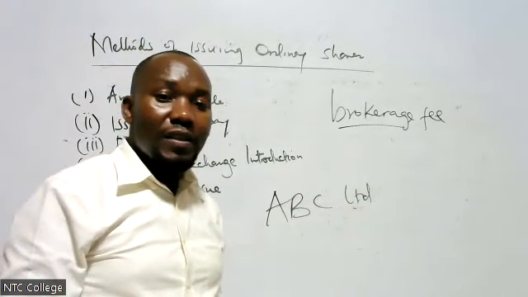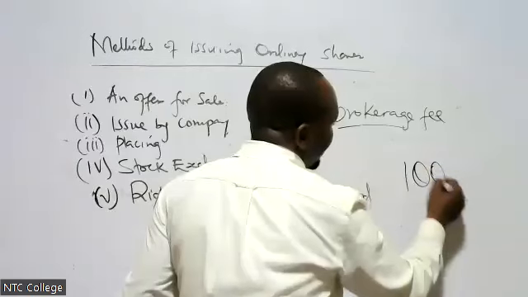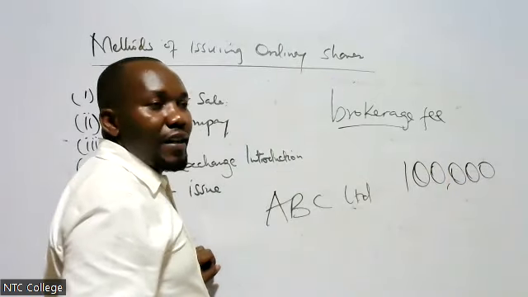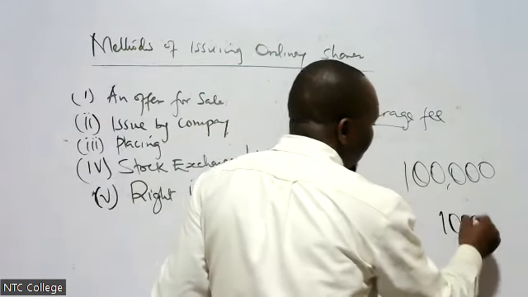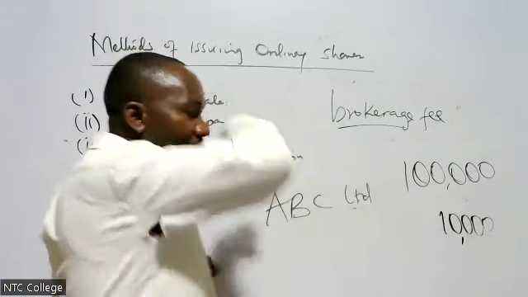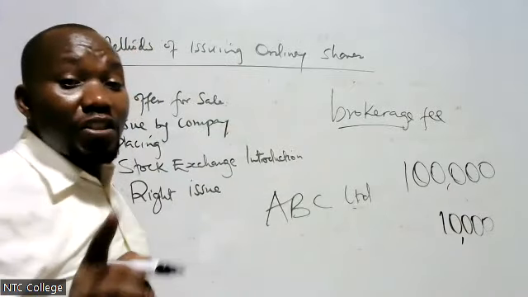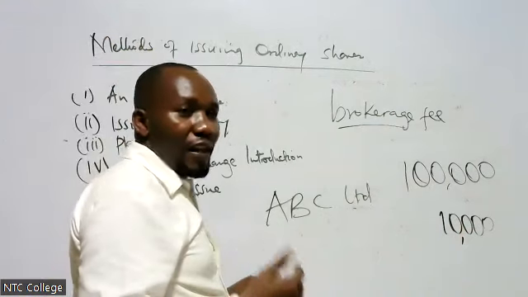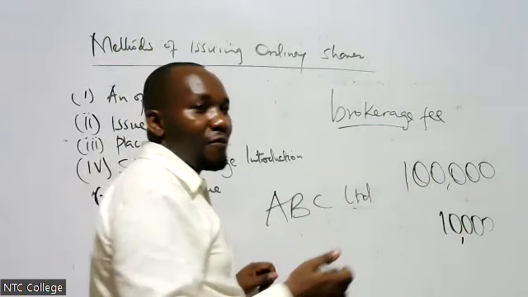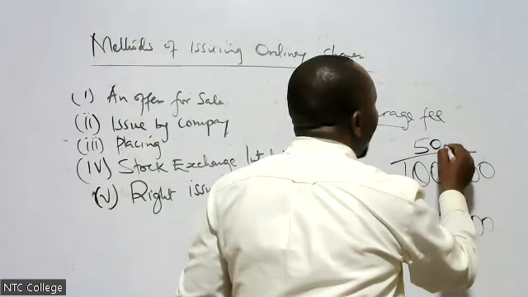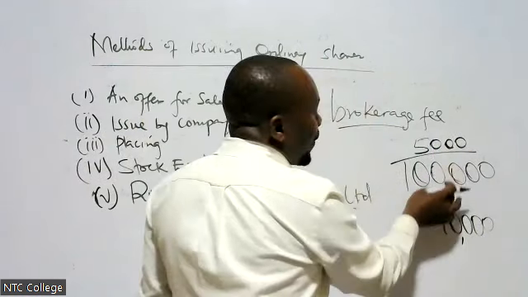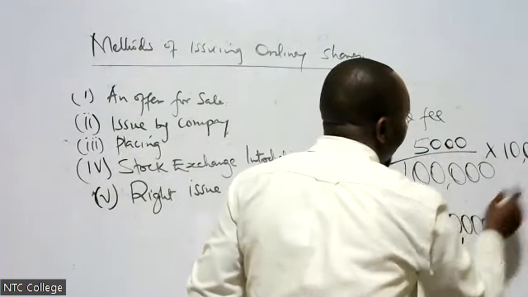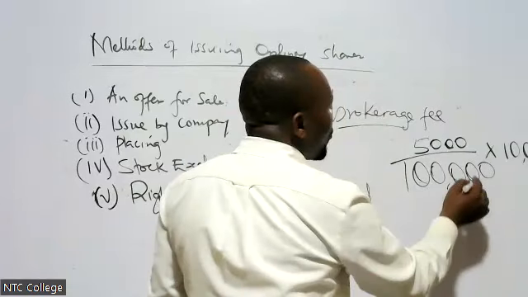So if the total shares were 100,000 and they need an additional 10,000, then they will come to each shareholder and ask, how many shares do you have? Personally, I have maybe 5,000. So I take 5,000 over the total number of shares times the new shares that we want, which is 10,000. So I'm only allowed to take that.